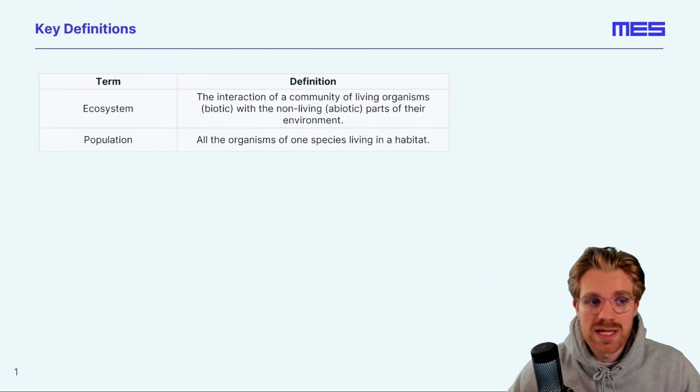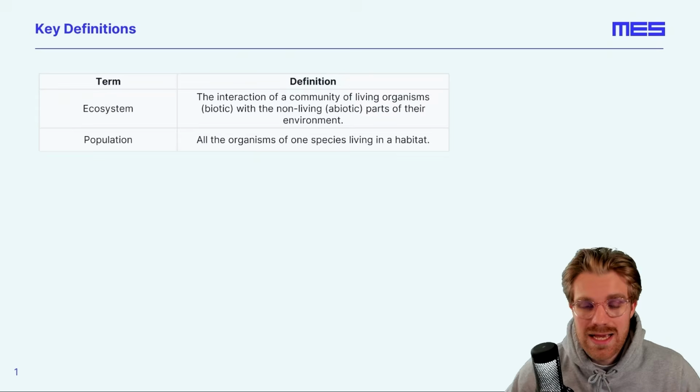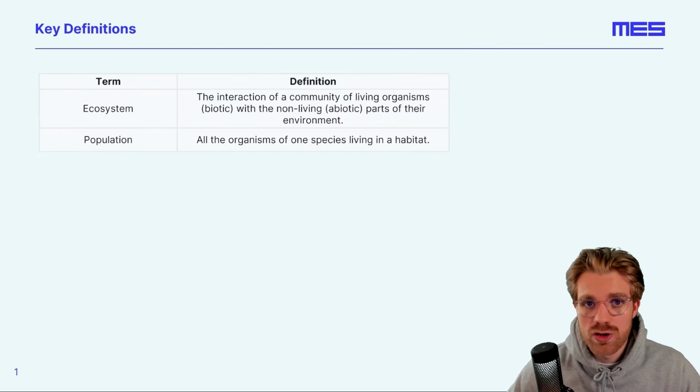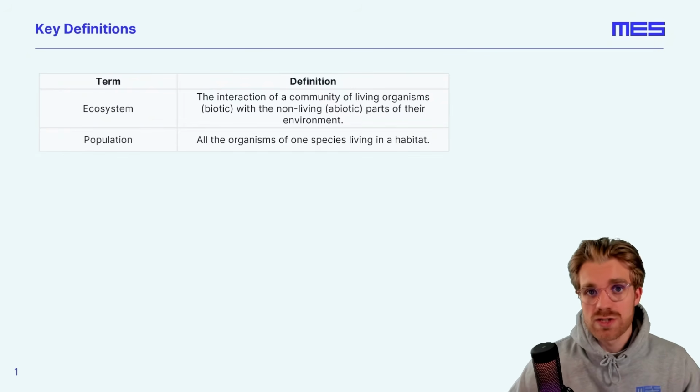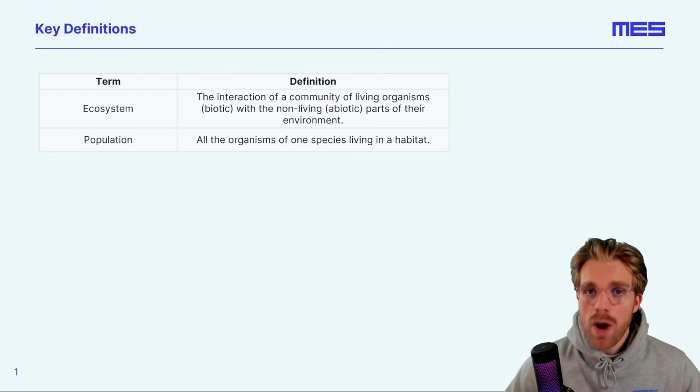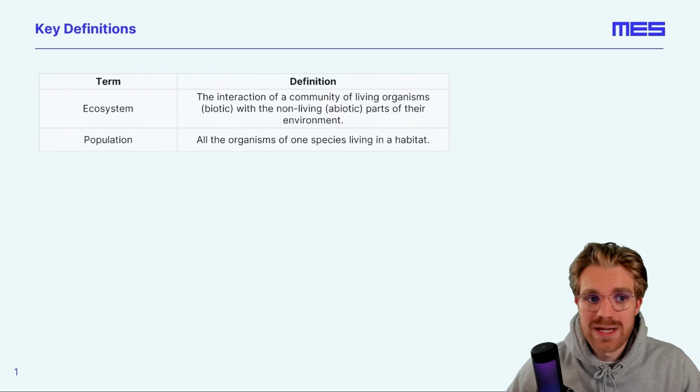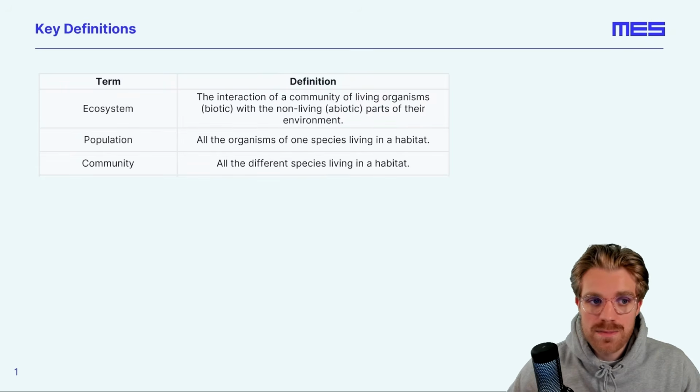Next, we have a population, and this is all of the organisms of one species living in a habitat. Think about our definition of a species, a group of organisms that are able to interbreed to produce fertile offspring. A population will be able to interbreed, and it's within a single area. Next, we have a community, and this is all of the different species living in a habitat. This could be the animal species and the plant species, along with all of the bacterial species, the decomposers, the fungi as well.